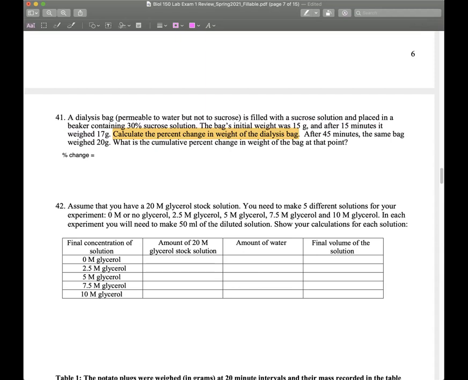Actual over initial times 100. Almost, you almost have it right. So the mass at some time minus the initial mass, and then divide that by the initial mass. So you forgot about that subtraction there, but otherwise you had it correct. And then we're going to multiply this by 100 to make it a percent.